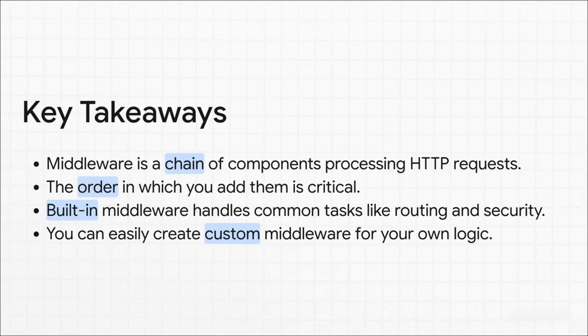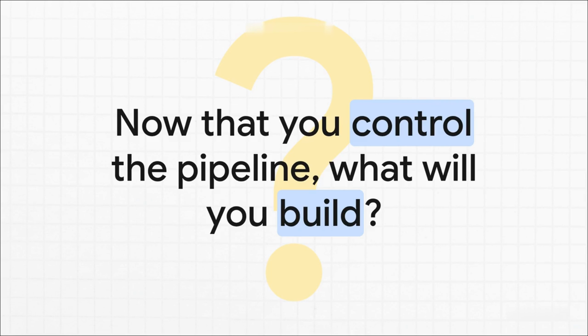All right, so let's tie this all together. What are the big takeaways? First, middleware is just a chain of components, a pipeline. Second, the order you put them in is absolutely critical. Third, you get a ton of great built-in tools for things like routing and security. And finally, and maybe most importantly, you can easily create your own custom middleware for whatever logic you can dream up. Once you grasp this pattern, you have total control over the entire request and response lifecycle in your application. It is an incredibly powerful design. So, now that you're in charge of the assembly line, the real question is, what are you going to build?